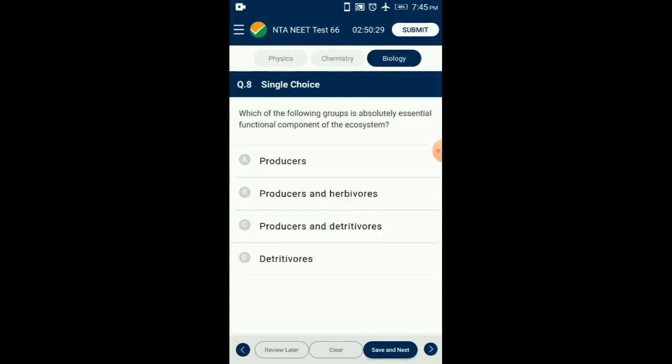Question number 8. Which of the following groups is an absolutely essential functional component of the ecosystem? Ecosystem is composed of biotic and abiotic components. Biotic components include producers, consumers and detritivores. The producers and detritivores are absolutely essential functional components of the ecosystem. So the answer for this question is option C, producers and detritivores.